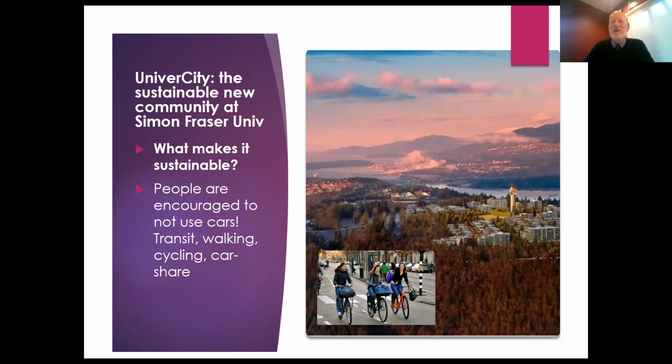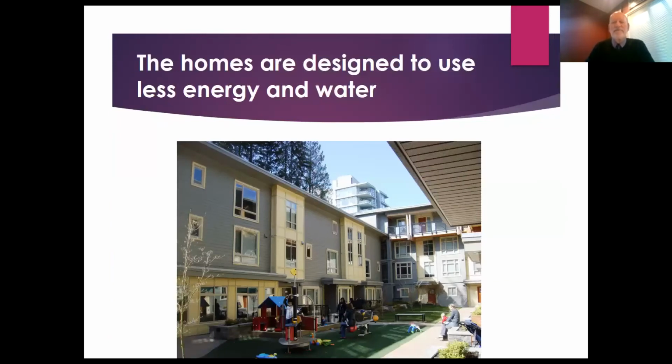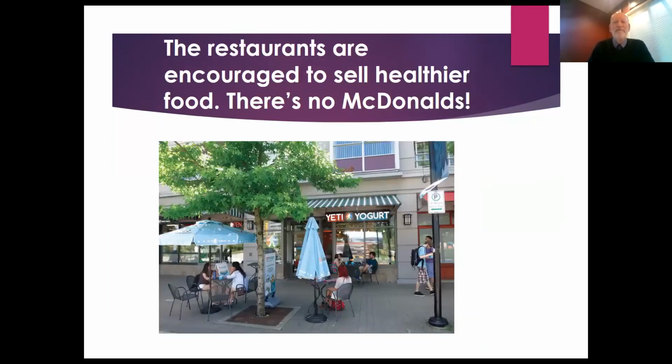Do you have car share in your community? So that each person didn't have to own their own car. And we also designed it so it'd be an attractive place to walk and to cycle. The homes themselves were designed to use less energy, less water. And in this case, you can see we actually included a small childcare facility within an apartment complex that was designed for families with children.